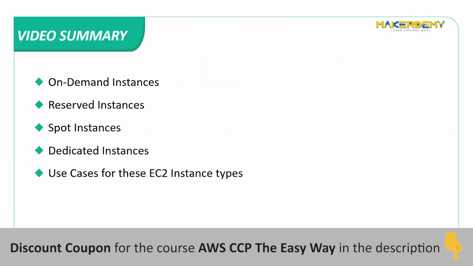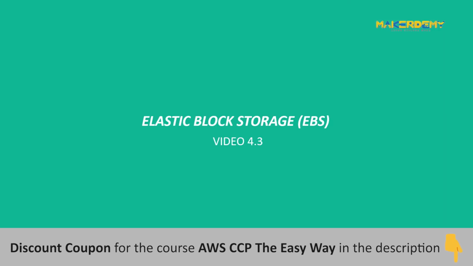Summary. In this video, we have covered the following topics: on-demand EC2 instances, reserved instances, spot instances, dedicated instances, and use cases for these 4 EC2 instance types. In the next video, we will learn about elastic block storage, or EBS.